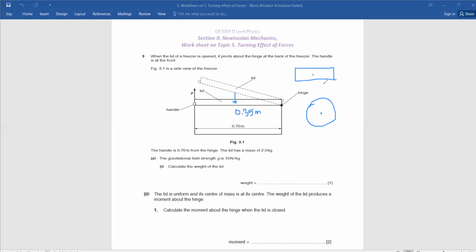They are saying calculate the moment about the hinge when the lid is closed, right? So we are getting the center of mass here. The weight is working here. The distance from the pivot of this weight is 0.35. So 20 multiplied by 0.35. Is it clear? Yes, sir. Then we can go to the next one.